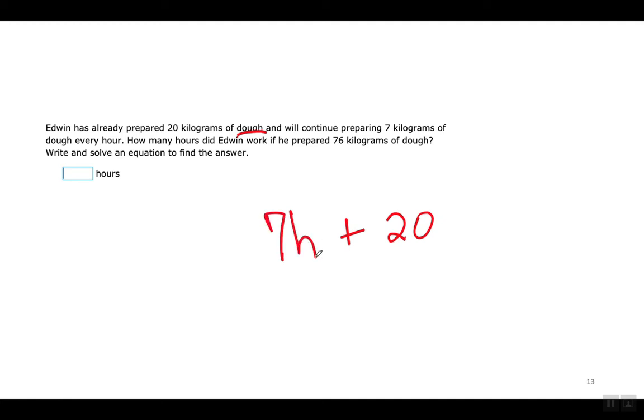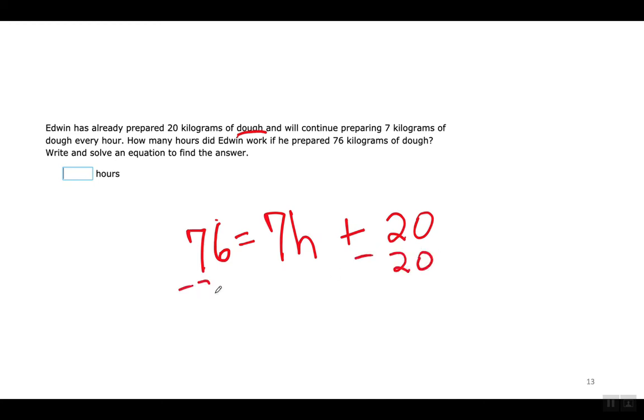Every hour. How many hours? So we're looking for H. How many hours did Edwin work if he prepared 76 kilograms of dough? ¿Cuántas horas trabajó Edwin si él preparó 76 kilogramos de dough? Así que tengo que resolver para H.